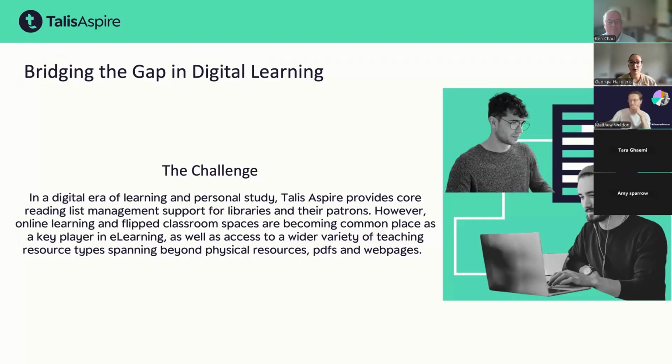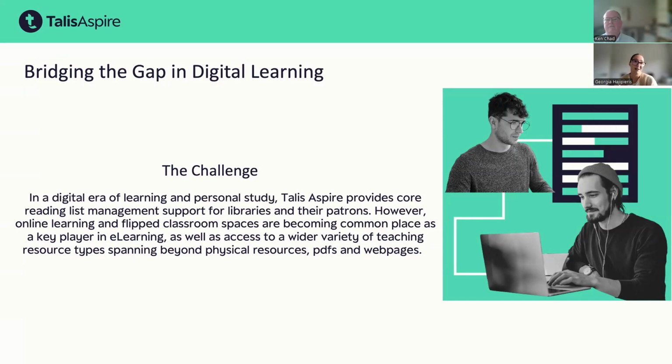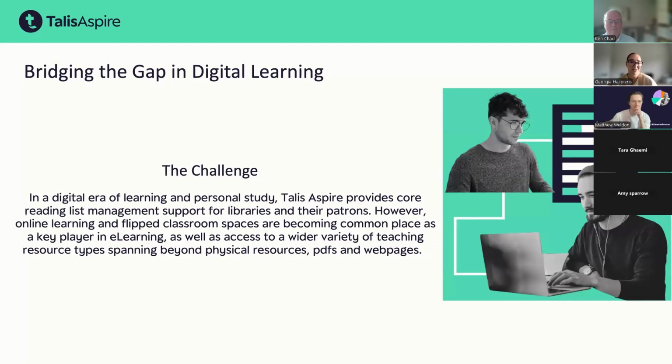So in the digital era of learning and personal study, our flagship product, Talis Aspire, provides core reading list management support for libraries and their patrons. However, online learning and the flipped classroom space are becoming more commonplace as a key player in e-learning, as well as access to a wider variety of teaching resources that go far beyond physical resources, PDFs and web pages to what we've been used to. So we thought about how we can support our learners in that from our reading list.